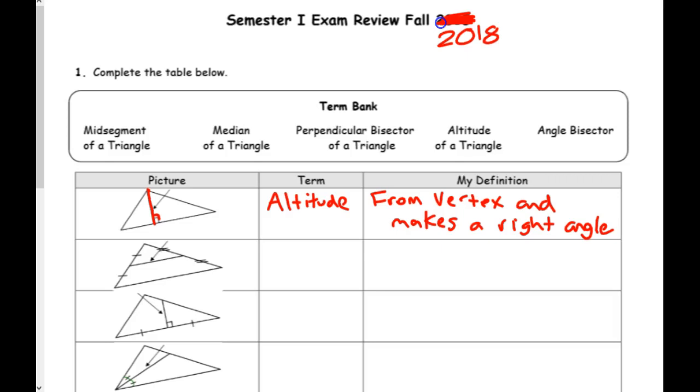Alright, this one connects two midpoints. Let's call it a mid-segment. The mid-segment connects two midpoints.